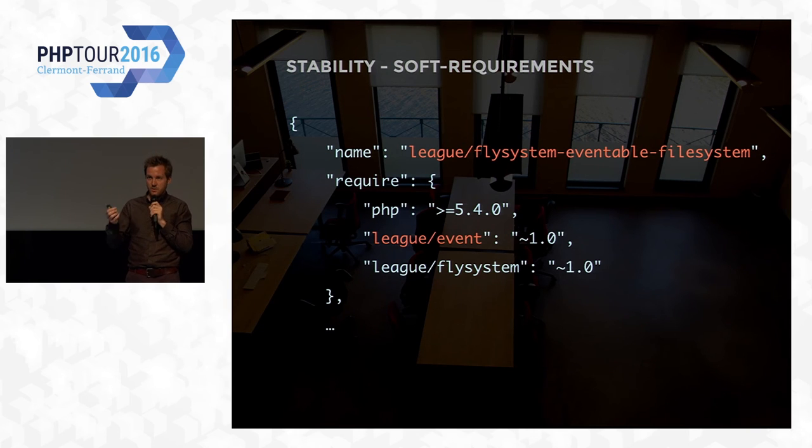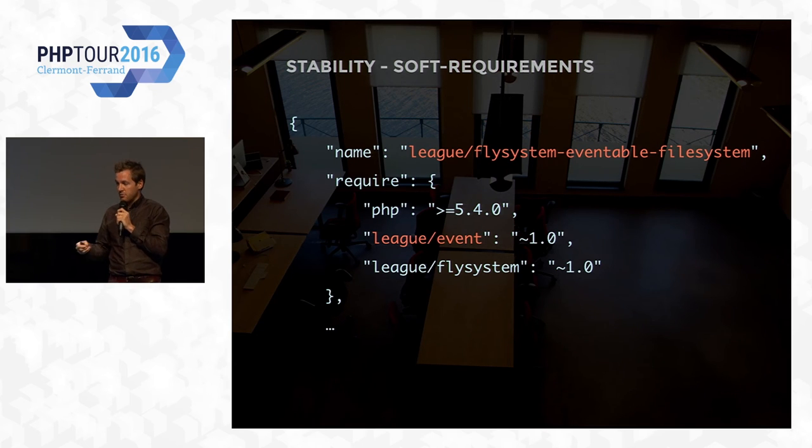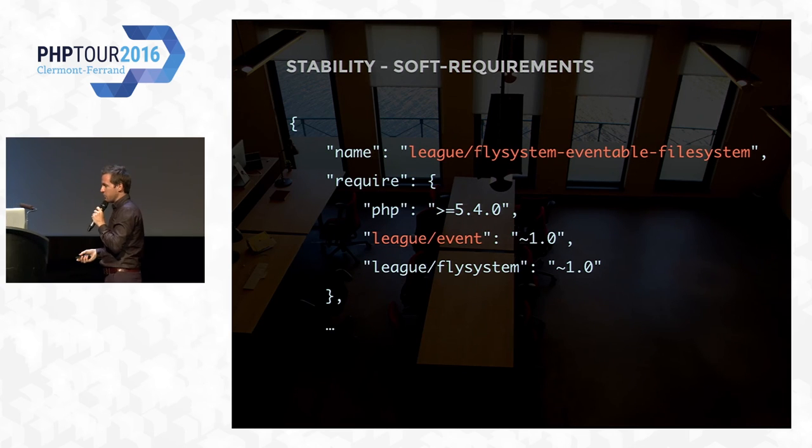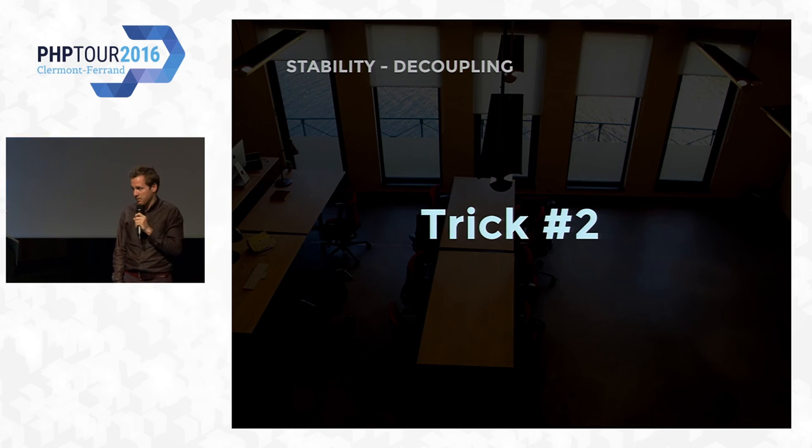In that package, there's a simple eventable file system class, super simple. It requires leak/file system and also leak/event, but that's it. So if leak/event tags a new major version, then Frank only has to tag a new major version of this leak/file system eventable file system package and not have to upgrade leak/fly system. So it's a different package, and the original package stays more stable. That's moving away dependencies to a different package, first with soft dependencies, then with a different package.